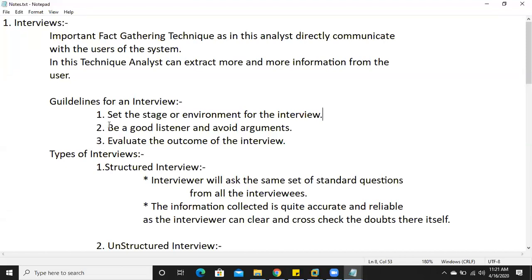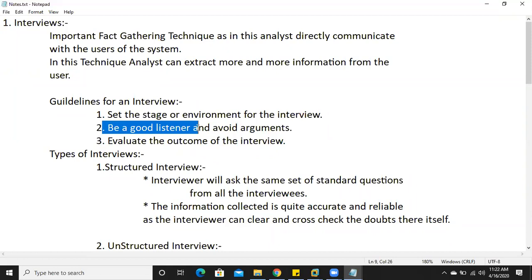Now the second guideline that we all have to follow is to be a good listener. It is one of the interpersonal skills of the system analyst. The system analyst must be a good listener, because if he is not, he cannot understand the views of the interviewee. Our system analyst must also be a good communicator. The communication skills we have already studied in the first chapter. So this is all about this point.